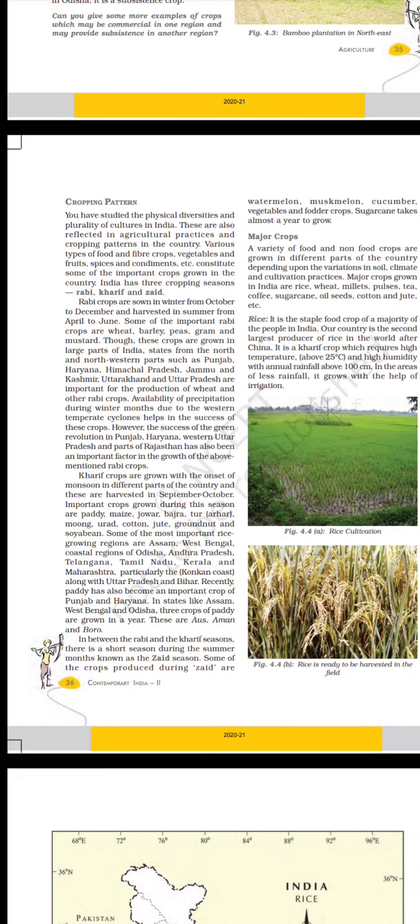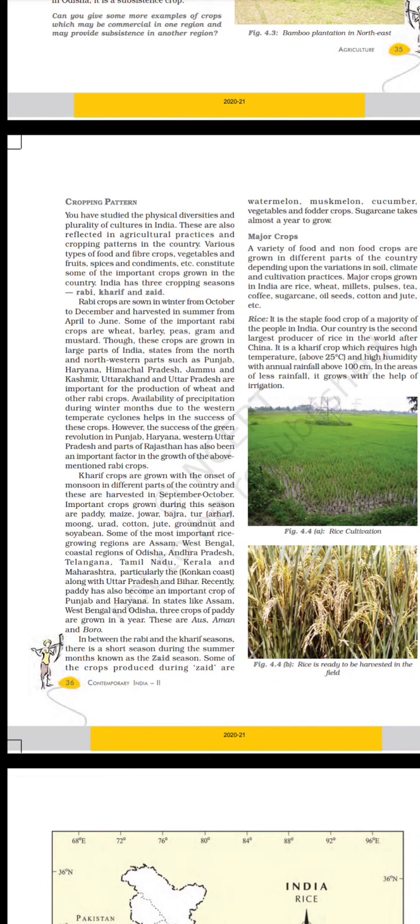Kharif crops are grown with the onset of monsoon in different parts of the country and these are harvested in September to October. Important crops grown during this season are paddy, maize, jowar, bajra, tur, arhar, moong, urad, cotton, jute, groundnut and soybean. Some of the most important rice growing regions are Assam, West Bengal, coastal regions of Odisha, Andhra Pradesh, Telangana, Tamil Nadu, Kerala, along with Uttar Pradesh and Bihar.